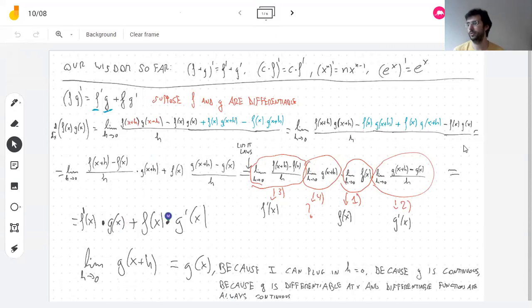I guess I could try to use the plug-in every time, and then sometimes it works, sometimes it doesn't. But I mean, who cares, like you're designing cars and some of them explode, some of them don't. All right, so that's why the product rule works.